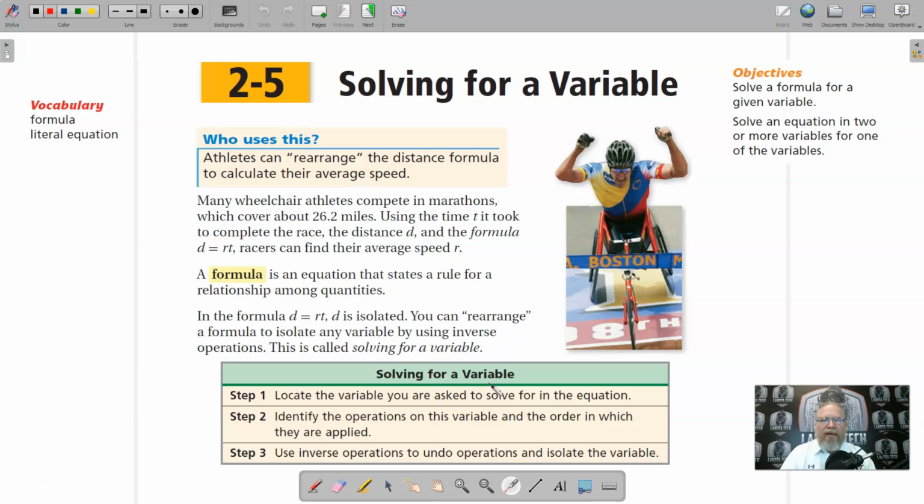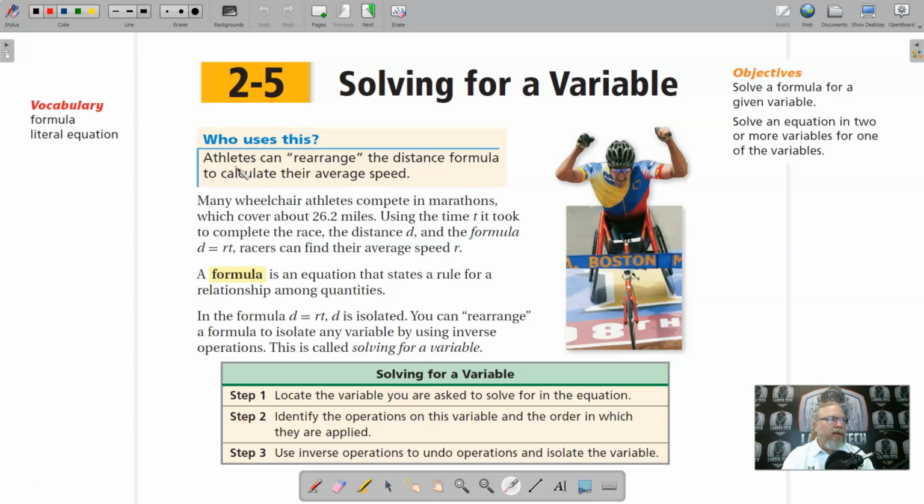Hello, this video is for textbook chapter 2, lesson 5, solving for a variable. The objective of this lesson is to solve a formula for a given variable, and also to solve an equation in two or more variables for one of the variables. Our vocabulary for this lesson is formula and literal equation.